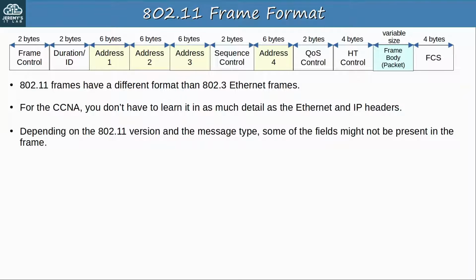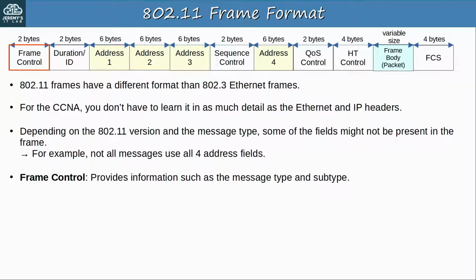First of all, there are many more fields in the 802.11 header than an Ethernet header, but depending on the 802.11 version and the message type, some of the fields might not be present in the frame. For example, there are 4 different address fields, but not all messages use all 4 address fields. Okay, let's look at each field briefly.